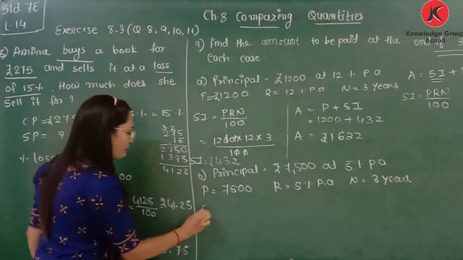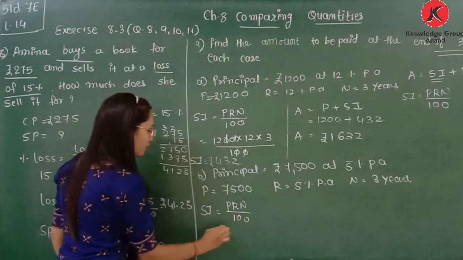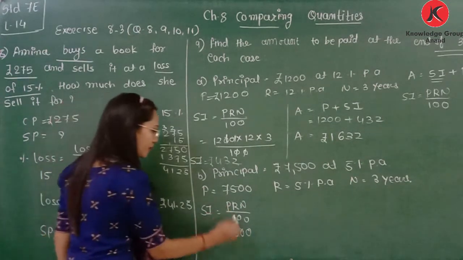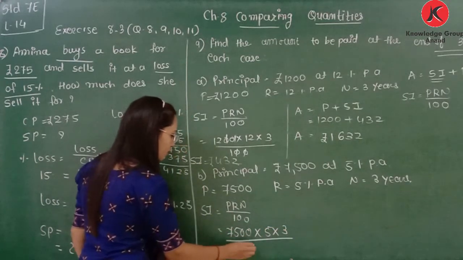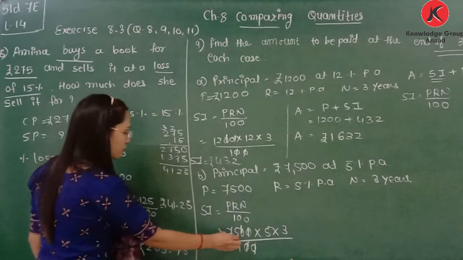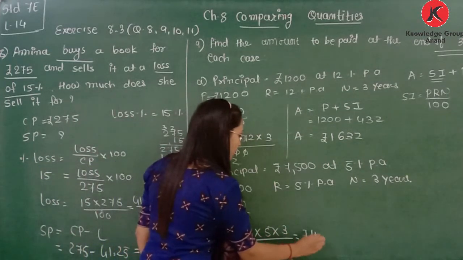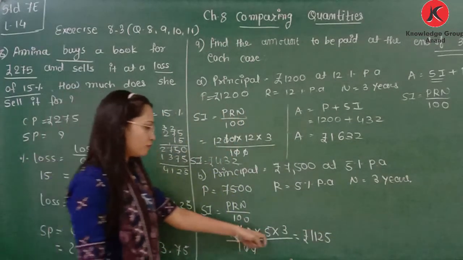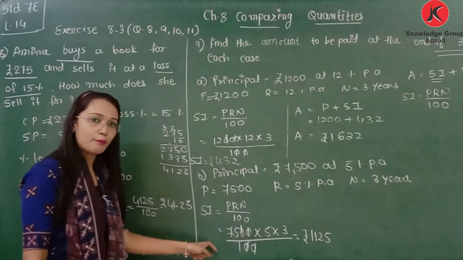So here simple interest is equal to PRN divided by 100. So that is 7500, that is the value of P. Rate of interest is 5 and N is 3. Divide by 100. Now multiply 75 with 15. So we will get 1125. If you multiply 75 with 5 and then 3, it is 1125. That is our simple interest.